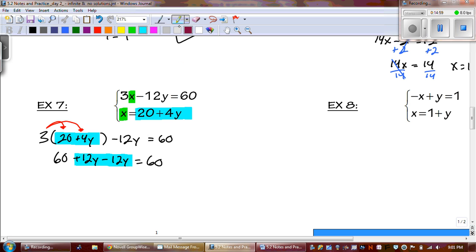All right, combine your like terms, and they both cancel. And then you're left with 60 equals 60. Our variables canceled out. We're left with a true statement. So that means infinite solutions.